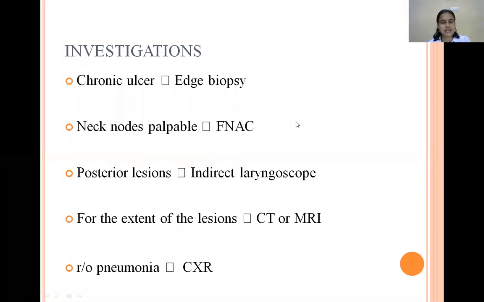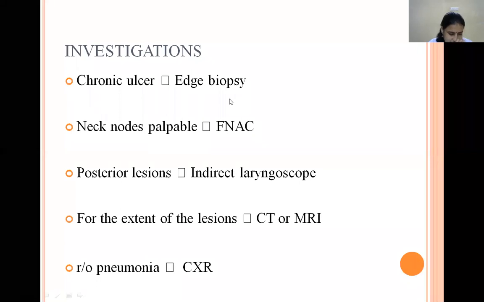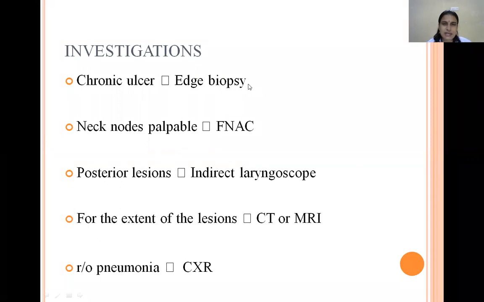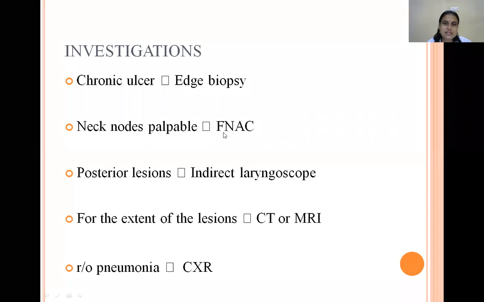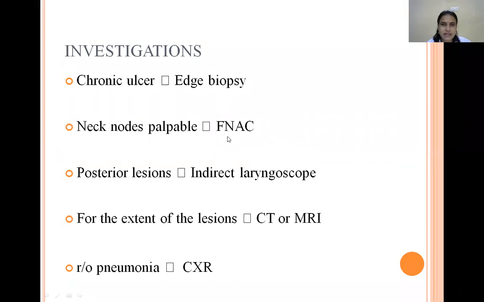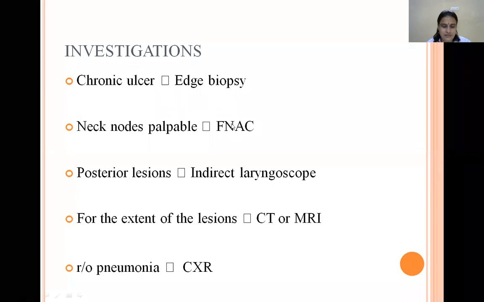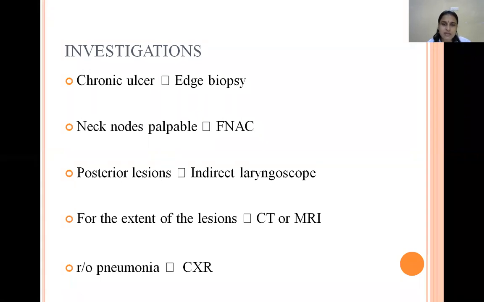So what are the investigations? The same. Over the ulcer, we go for an edge wedge biopsy involving part of the normal tissue also on the edge. On biopsy and histopathological examination, we see squamous cell carcinoma with the typical keratin pearls. Next, when there are involved neck lymph nodes, we have to confirm that they are secondary nodes by FNAC, fine needle aspiration cytology. Posterior one-third lesions cannot be seen, so they have to be visualized with the help of an indirect laryngoscope available in the OPD.